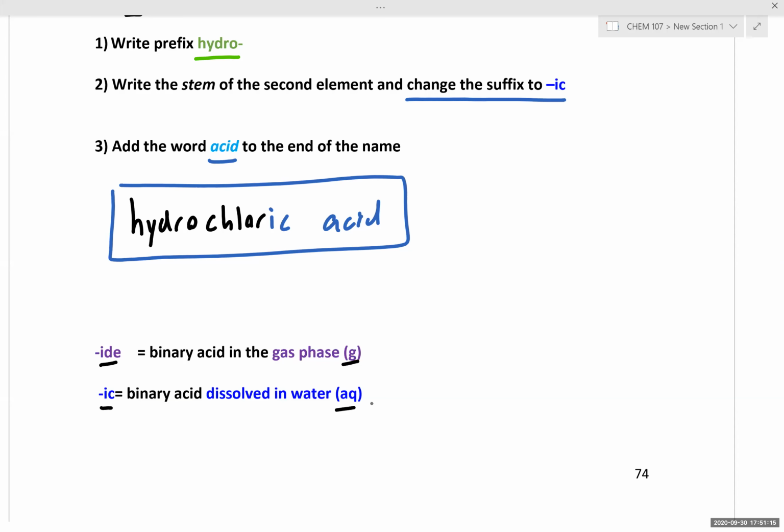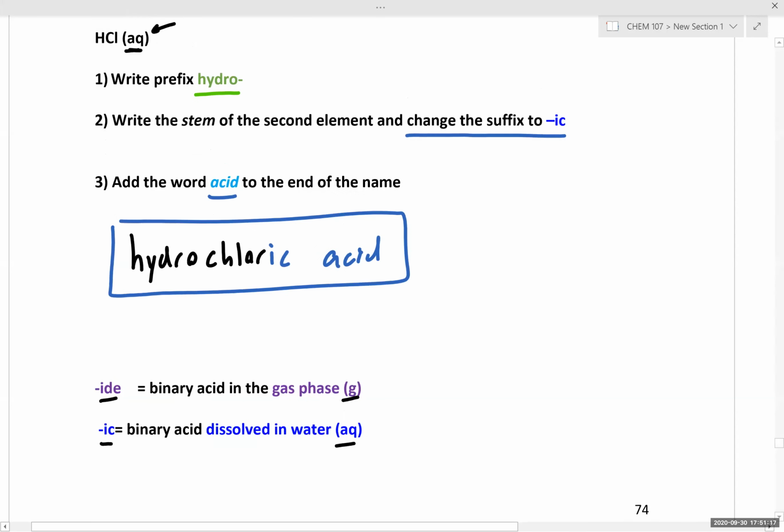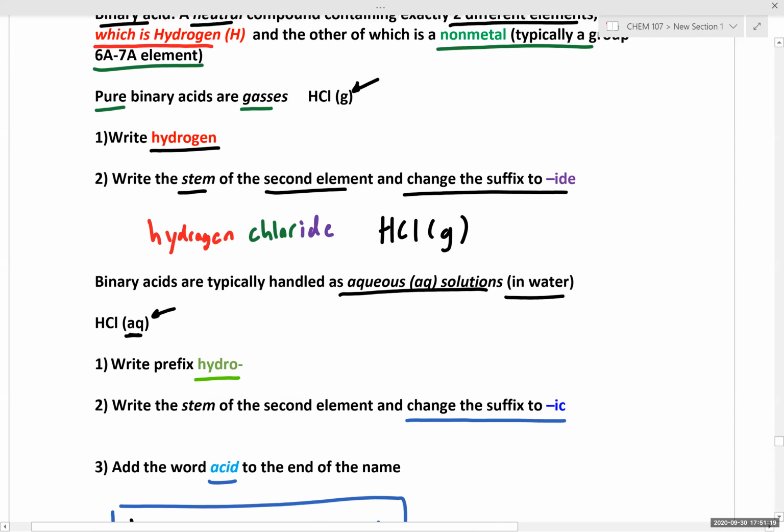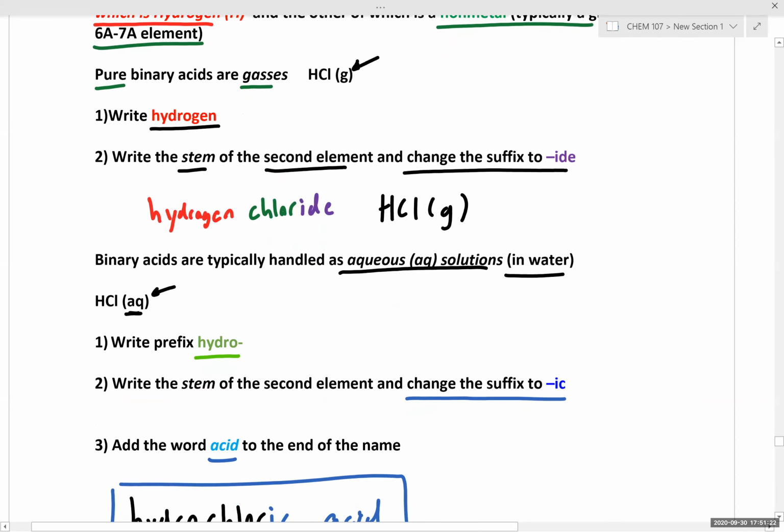Professor, could you go up a little bit? I want to see what the HCl gas, like hydrogen chloride. Yep, exactly. You write the prefix of hydrogen, you write the stem, and then you change the ending to IDE. All right, thank you. Perfect.